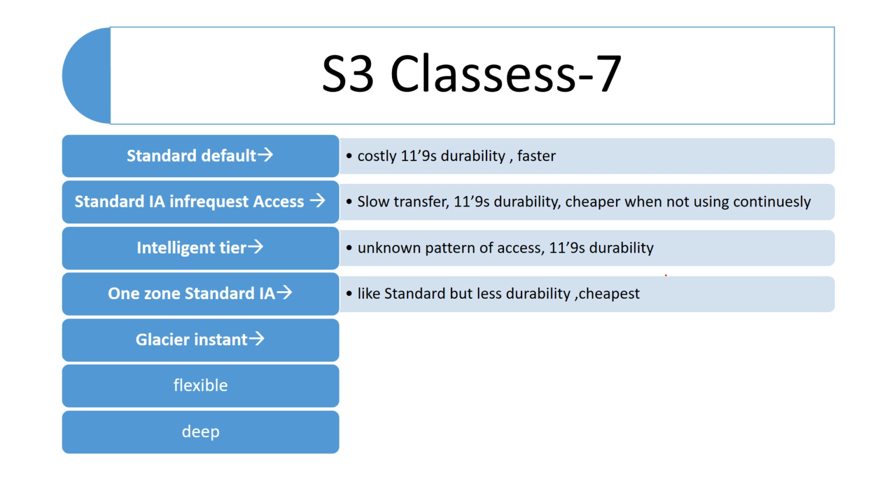It will automatically swap, sometimes to Standard, sometimes to Standard IA. Go with it when you are not able to decide whether access is frequent or infrequent, and you don't know the duration or how they are using it. S3 applies a machine learning technique to Intelligent Tier, automatically analyzing the access, and based on that it swaps to Standard or Standard IA. We use it because we don't know the traffic pattern.